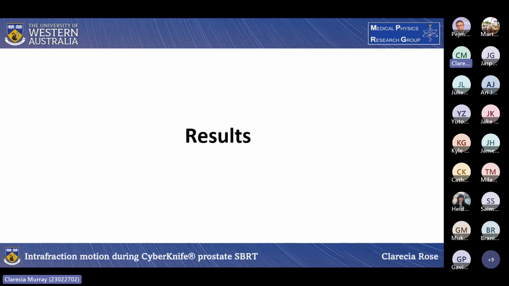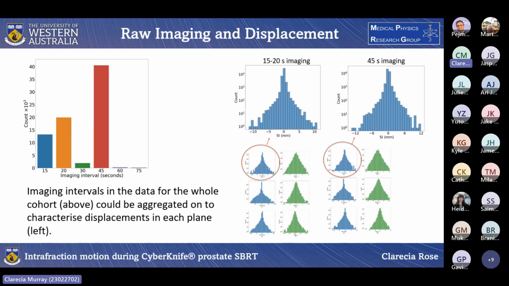So the results of this study. This is the raw imaging data here on the left, independent of any kind of patient grouping. As you can see, by far the most common intervals are 15, 20 and 45 seconds. And we can see the spread of motion on the right-hand side in each plane. However, as mentioned previously, this only allows us to study these imaging intervals. And as this is not aggregated on patient, this does not tell us a whole lot about individual patients and how their motion might be spread.